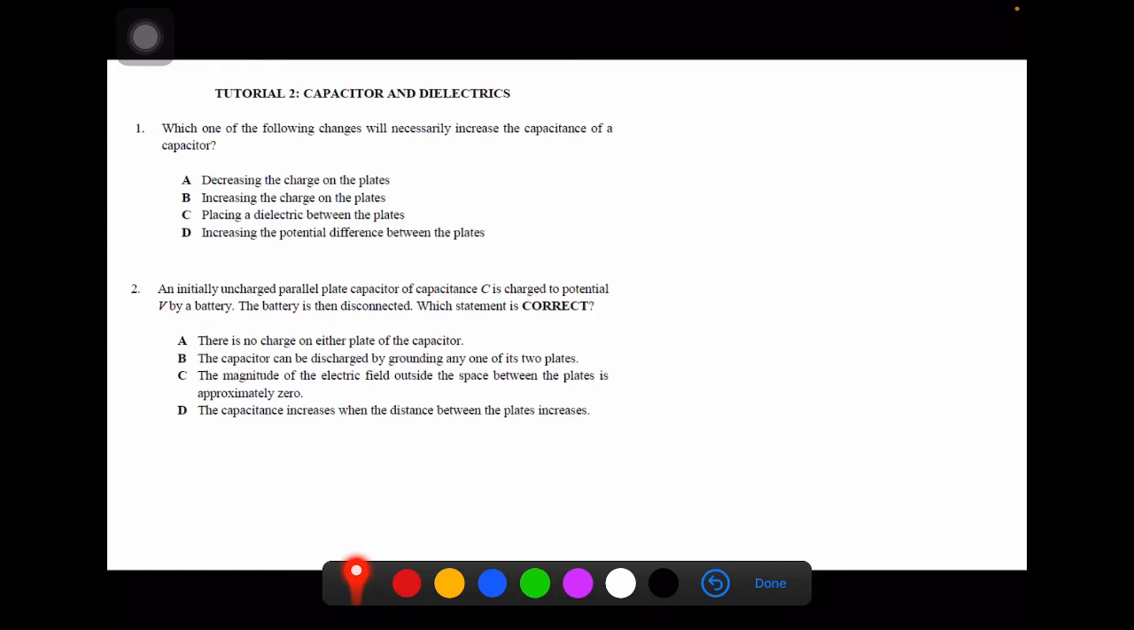So for this video, we will discuss tutorial number 2, which is capacitor and dielectric. I will divide this tutorial into 2 parts. For the first part, we discuss questions 1 until 10, and then in the next video we discuss questions 11 until 15. Okay, you can start straight away with the objective questions.